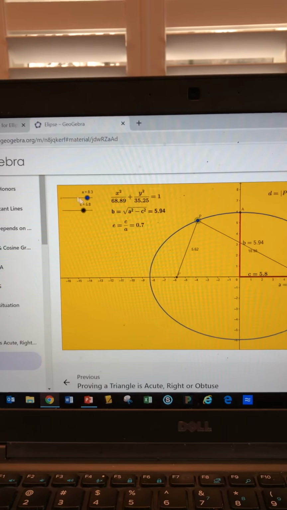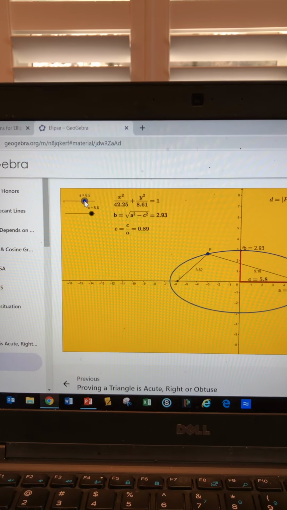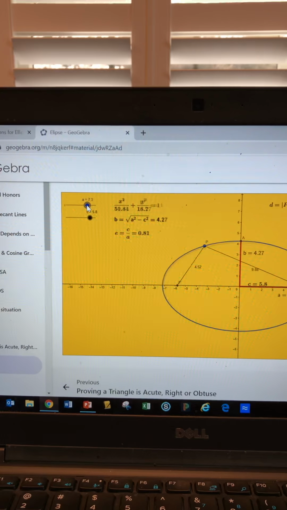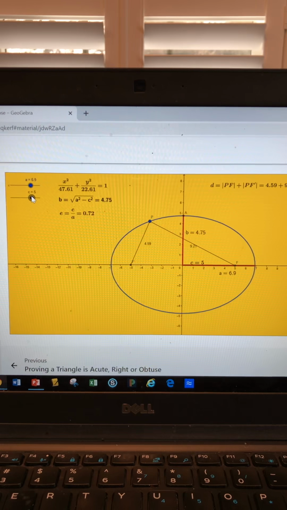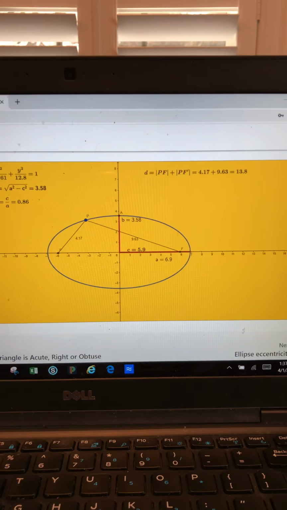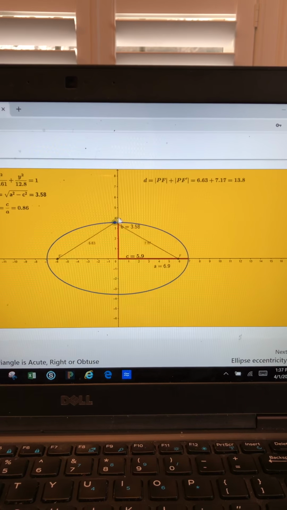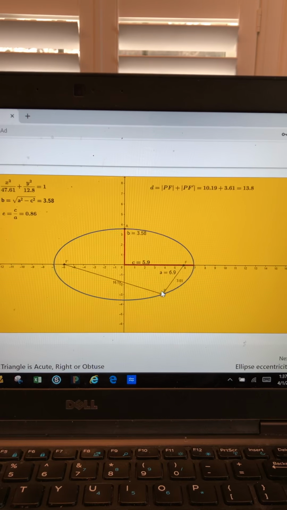It's pretty cool. That's one of the mathematical properties of the ellipse. And you'll notice I can change the major axis, right? I can change A to be anything I want. This is actually kind of cool. So let me just change it a little bit here. All right, and now the distance is 13.8. You can see that regardless, those two segments added together remain exactly the same.